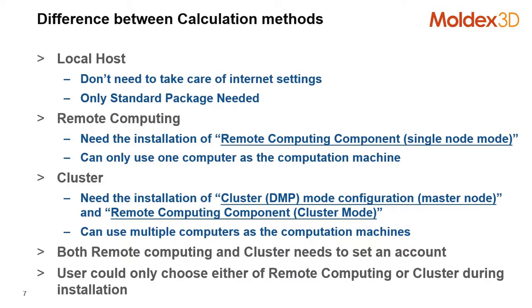And with the selection of this item, you can only use one computer as the computation machine. So different from the cluster, with the remote computing method, you can only use one computer as the computation machine to finish the calculation. So the idea is like this. You have one computer as the client, and then you can upload to another computer to finish the calculation and then download the result from that computer. So this is the idea for the remote computing.